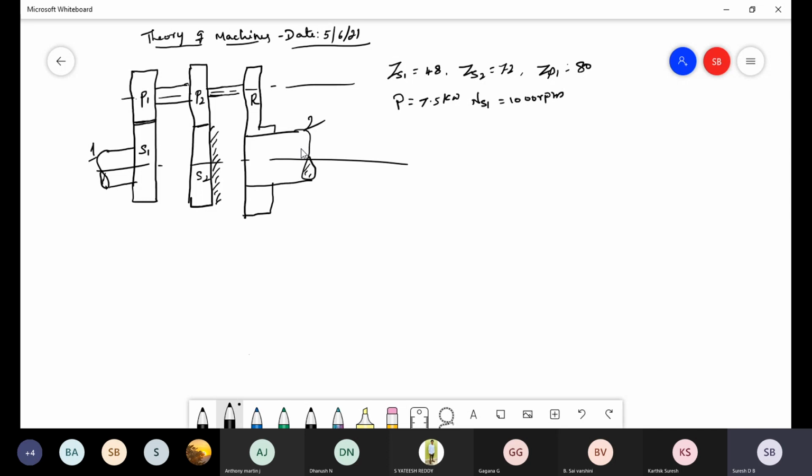By using this data, here you don't know the value of P2 teeth. Here the teeth of S1, S2 and P1 you know. How to find out the number of teeth of gear P2? See, here these two gears, S1 and S2, are lying on the same axis. How to find out the number of teeth of P2?